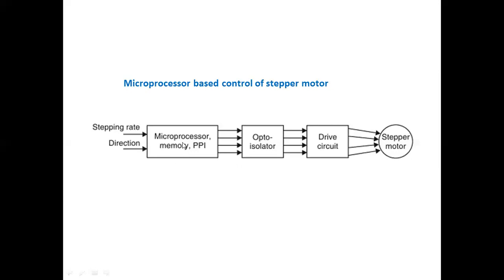Therefore, the microprocessor is the requirement to maintain automation. Therefore, it is connected to the opto isolator. This is an isolator circuit. Next one towards the drive circuit, towards the stepper motor. I hope all of you understand about these characteristics, and also closed loop, open loop, and control of the stepper motors.